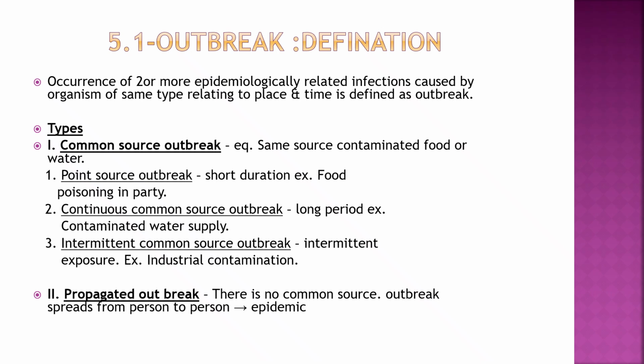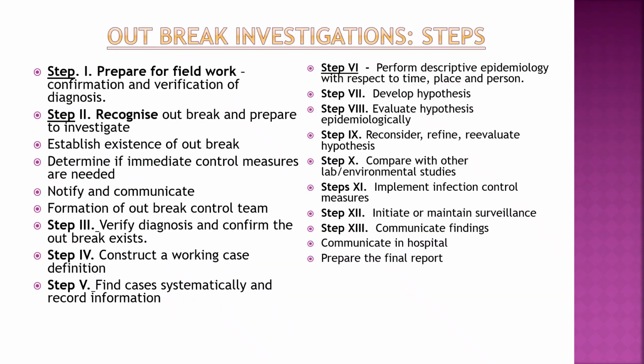And the second main type is propagated outbreak. There is no common source in that, and the outbreak spreads from person to person and then causes an epidemic. Now we will see the steps of the outbreak investigation. There are a total of 13 steps.